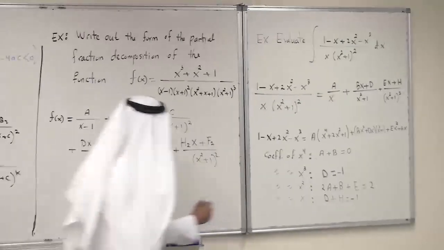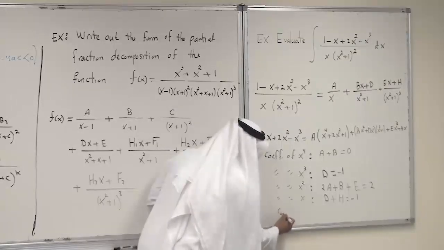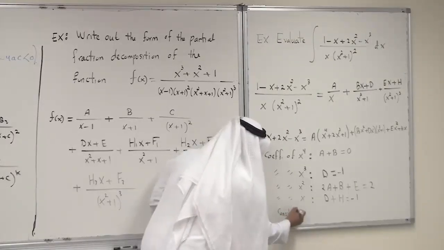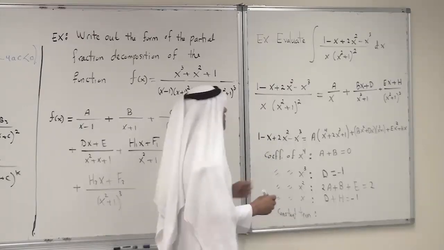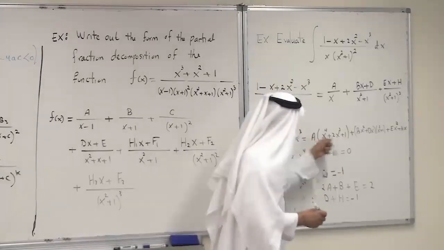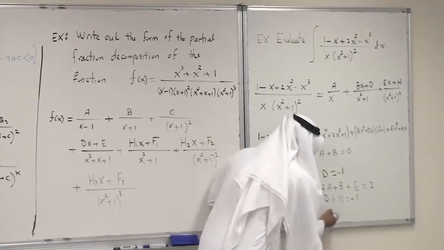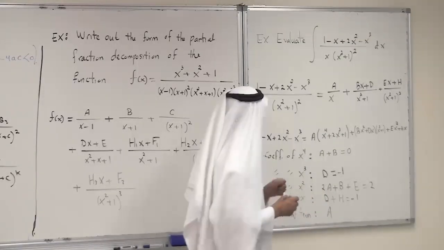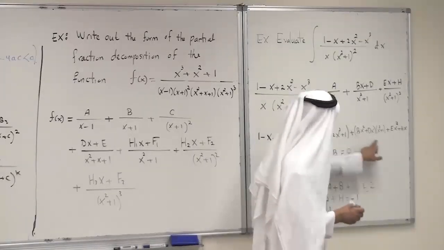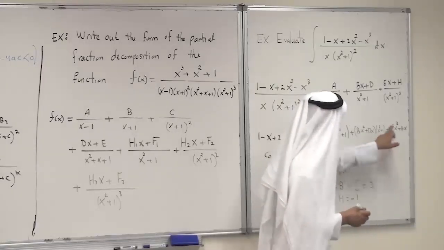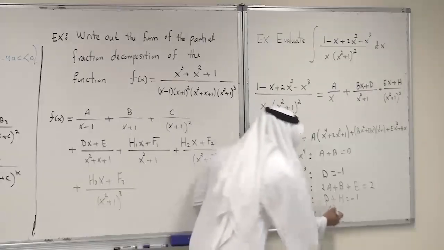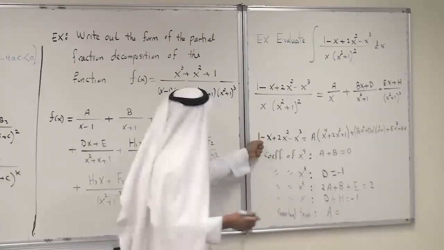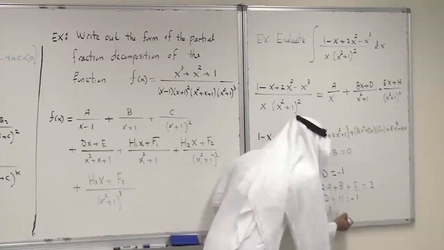Last one, the constant term. What is the constant term? If you go here, you just have a by 1. That is constant, a. What else? This has no constant term, so it is only a. So a is equal to the constant term here, which is equal to 1.